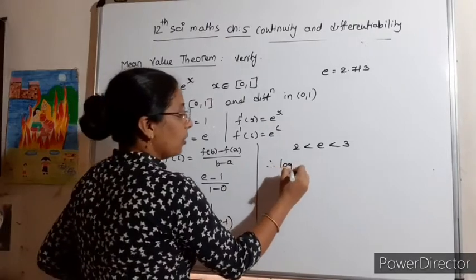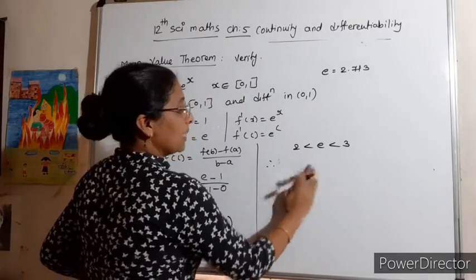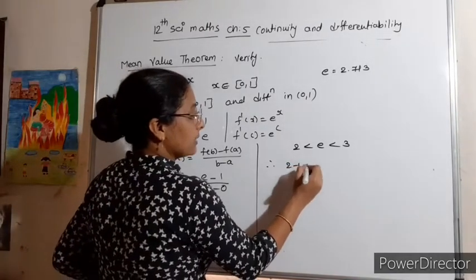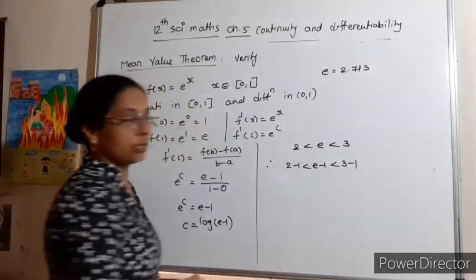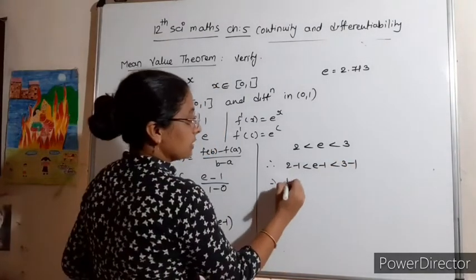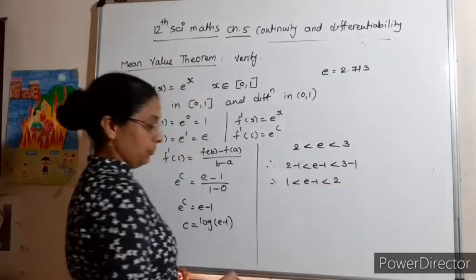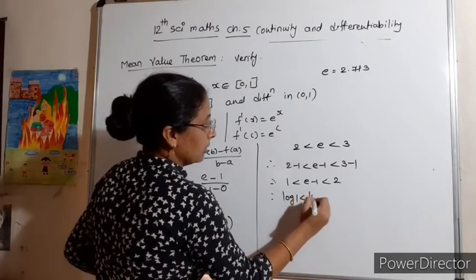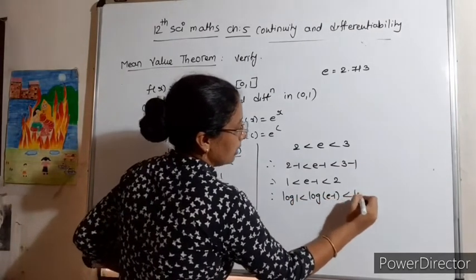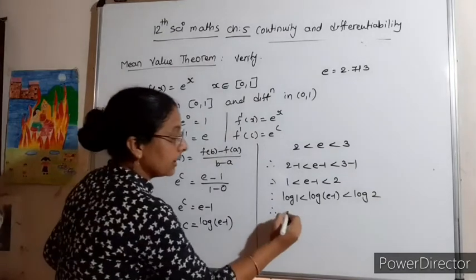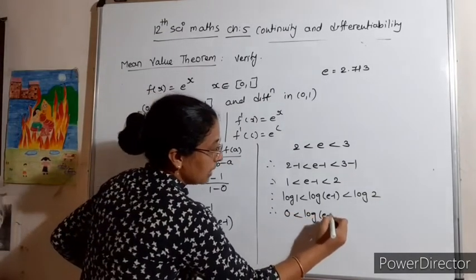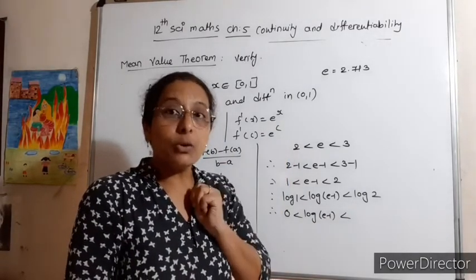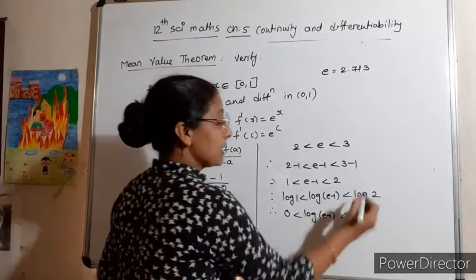So that log 2. Okay, not log 2, first we need e minus 1. So we will write 2 minus 1, e minus 1, 3 minus 1. 2 minus 1 is 1, e minus 1, 2. Now apply log. So that log 1, log of e minus 1 and log 2. Log 1 is 0, log of e minus 1 and less than. You know that the value of log 2 is 0 point something. We know that, right? It is 0 point something. What does that mean?